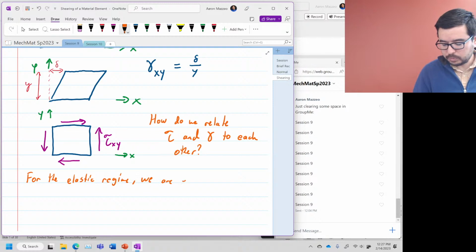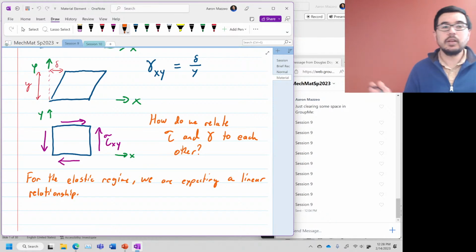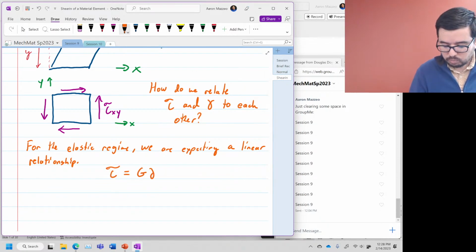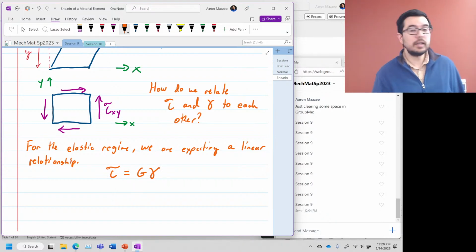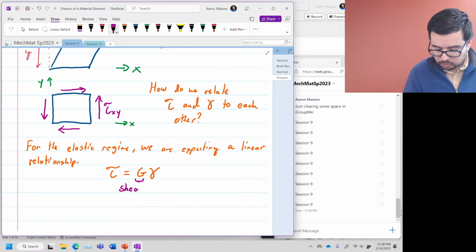we are expecting a linear relationship. Okay. And what is that linear relationship? It's a constant. Okay, it's a constant. And so we can say that tau is equal to G gamma. This is the constant, okay? This right here is called the shear modulus.